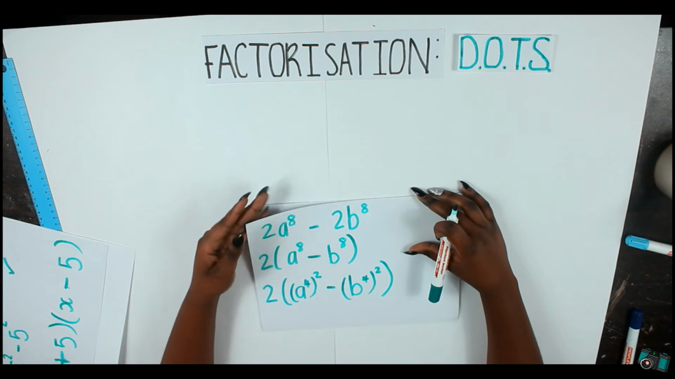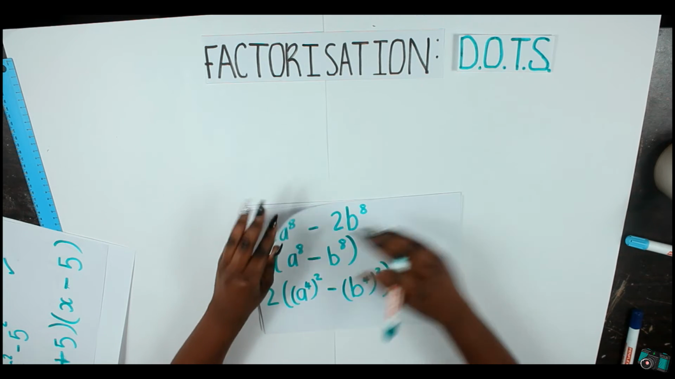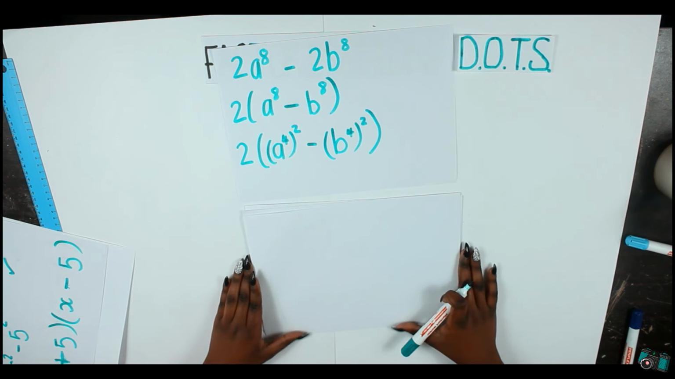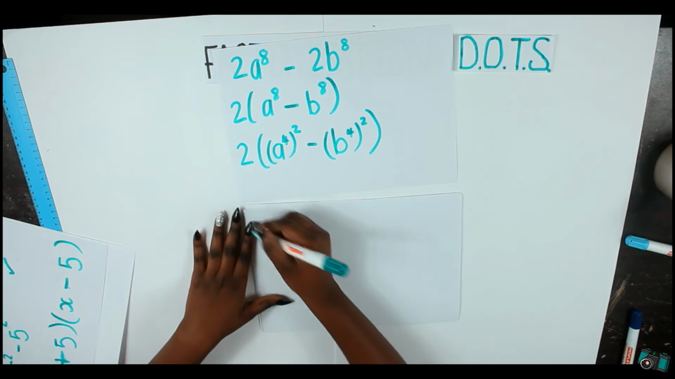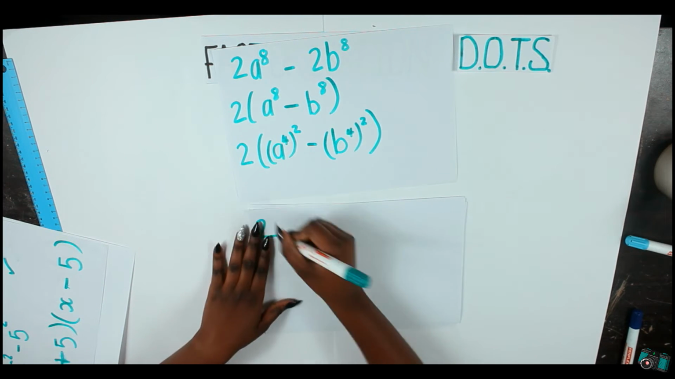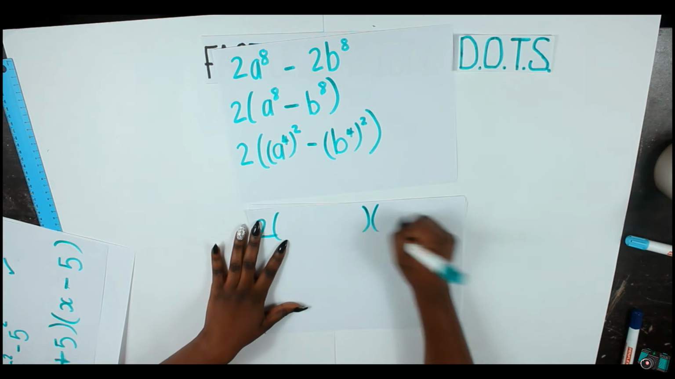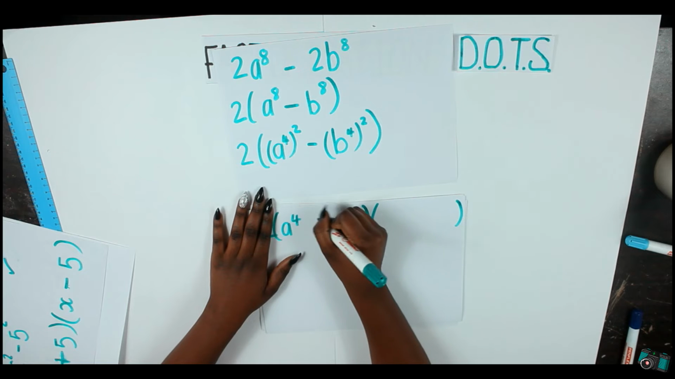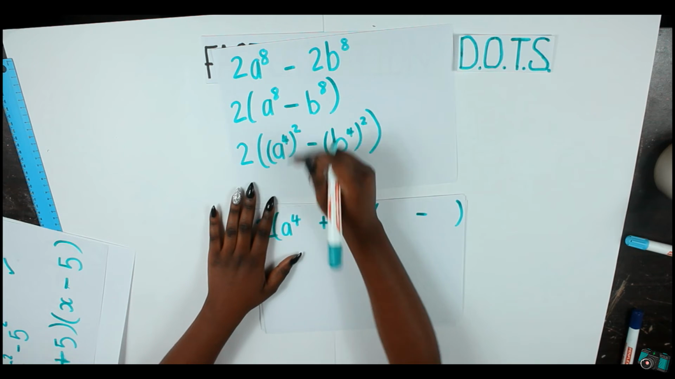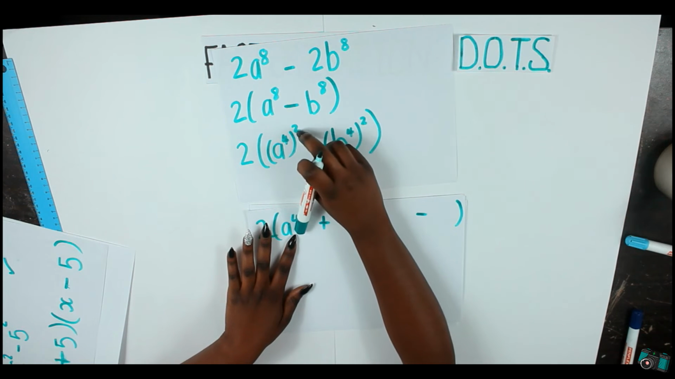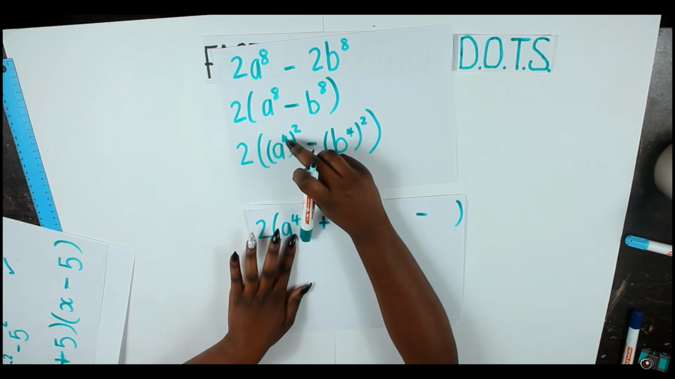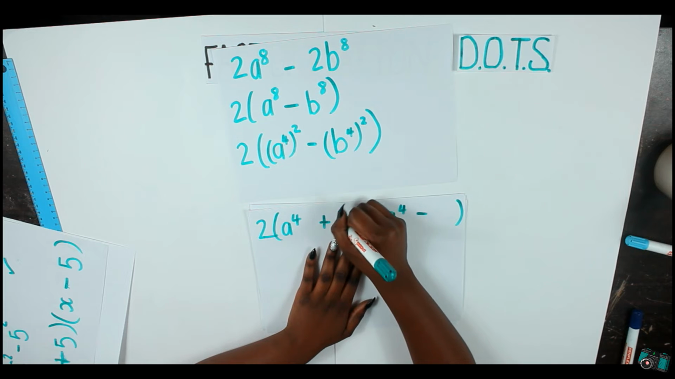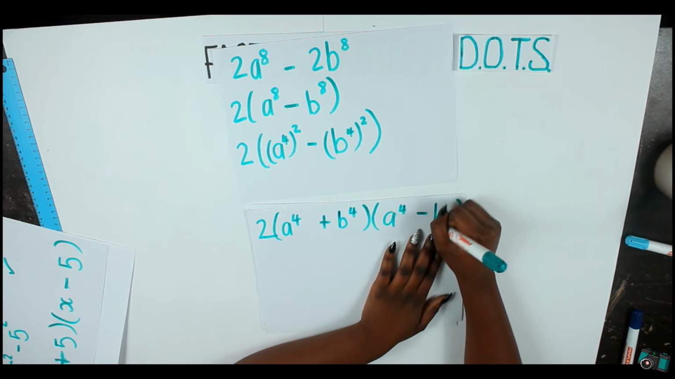So now you can introduce your brackets. The 2 stays, you're working inside your brackets now. There are your 2 brackets. It's a to the power of 4 plus, and a to the power of 4 minus, because you have 2 of them. So it's not a to the power of 2, it's a to the power of 4. A to the power of 4 and a to the power of 4. B to the power of 4 and b to the power of 4.